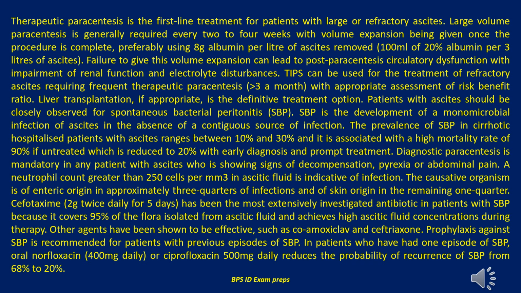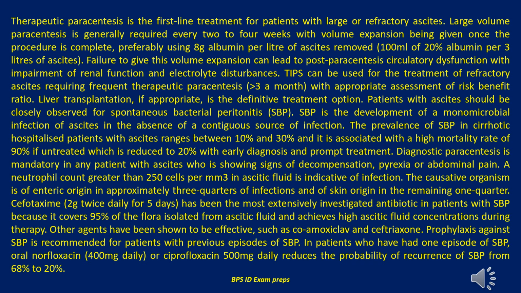Patients with ascites should be closely observed for spontaneous bacterial peritonitis, abbreviated as SBP. Spontaneous bacterial peritonitis is the development of a monomicrobial infection of ascites in the absence of a contiguous source of infection. The prevalence of spontaneous bacterial peritonitis in cirrhotic hospitalized patients with ascites ranges between 10% and 30%, and it is associated with a high mortality rate of 90% if untreated, which is reduced to 20% with early diagnosis and prompt treatment.